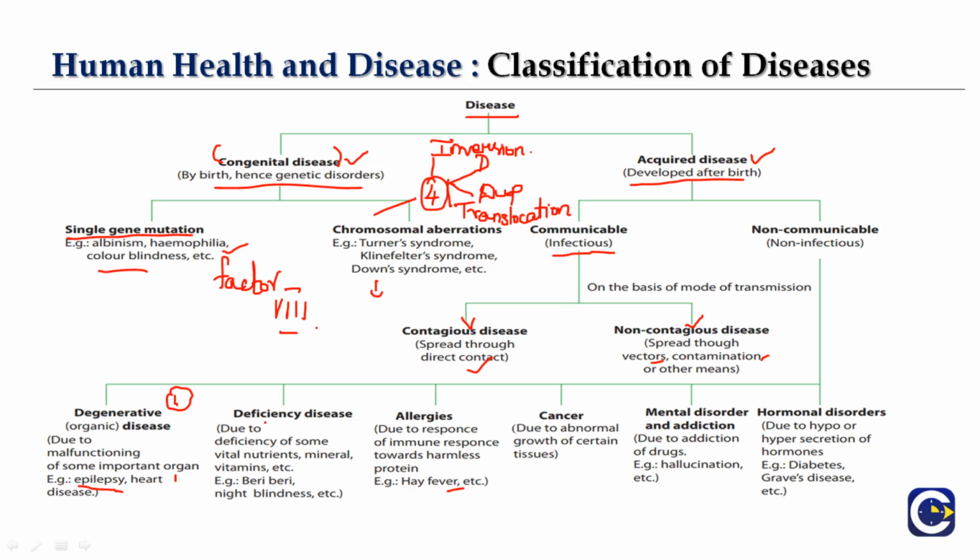Now coming to the deficiency diseases. These involve the vital nutrients required for the body, especially vitamin A, and when there is insufficient vitamin A, it leads to night blindness. So these diseases once again are confined to oneself, and they are non-contagious. If one person in the family has it, not necessarily the other family members will get it. It's non-contagious. Next, coming to allergies.